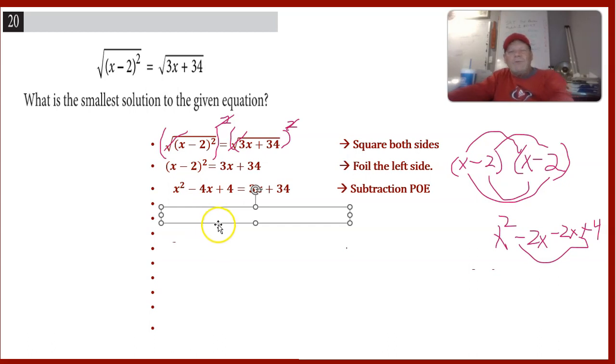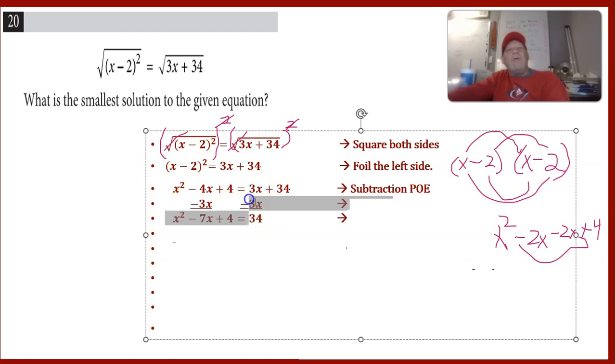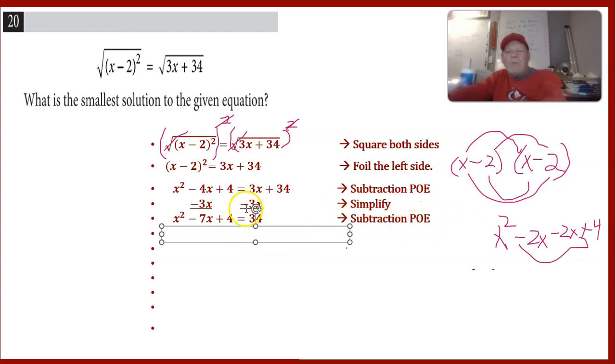Okay? All right. So now I'm going to use the subtraction property of equality to move the 3x from the right to the left, and that crosses out. Then after that, we're simplifying it. So I've got my minus 4x minus 3x, which is minus 7x. I bring the plus 4 down, bring the x squared down. This cancels out, and I just have 34. Now I'm going to subtract the 34 from both sides using the subtraction property of equality. POE means property of equality.